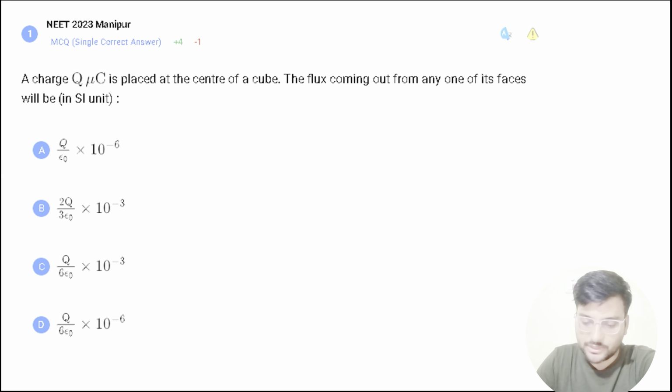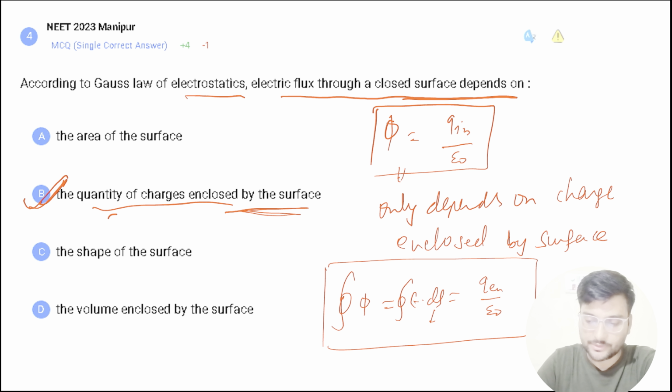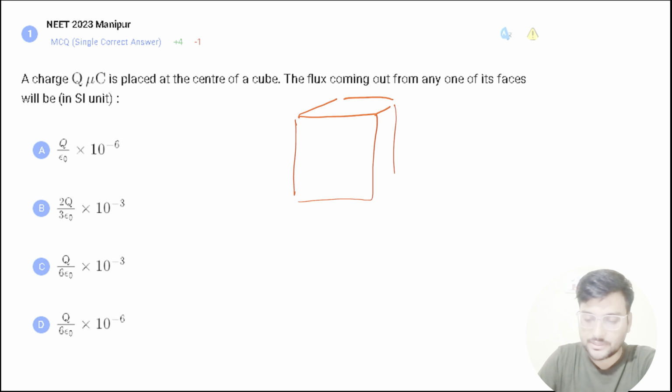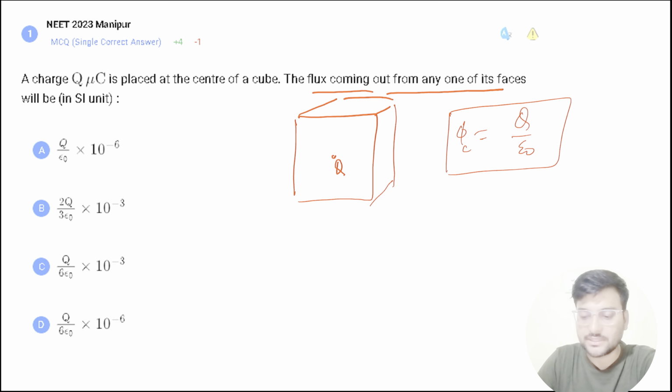Now that question is completed, right? The previous question is completed. Now I am discussing the next question. The next question, asked in the NEET examination, says that a charge q microcoulomb is placed at the center of a cube. Children, look, the center of the cube, somewhere in the middle, we are keeping a charge q. The flux coming out from one face. In this case, the flux equals q by epsilon naught according to Gauss law. But they are asking about one face, meaning how many faces are there? So this is the total flux formula.